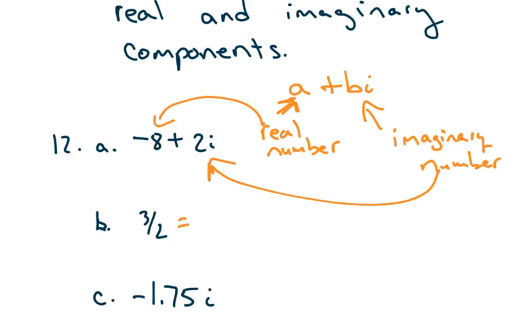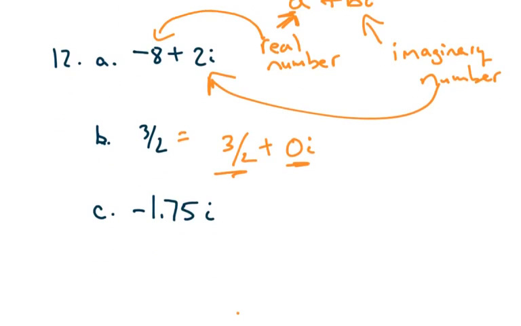In B, realize that 3 over 2 is the same thing as 3 over 2 plus 0i. So if you don't have a real or imaginary component, you really do. It's just 0, right? So 3 over 2 is the real number, 0i is the imaginary. And C, it's the same thing, only on the back side. So negative 1.75 is the imaginary, and 0 is the real.